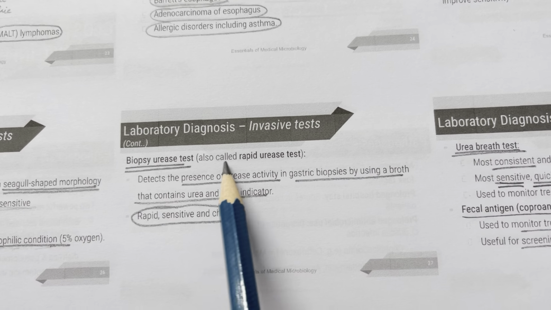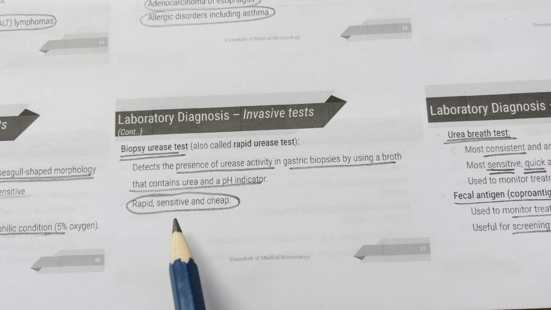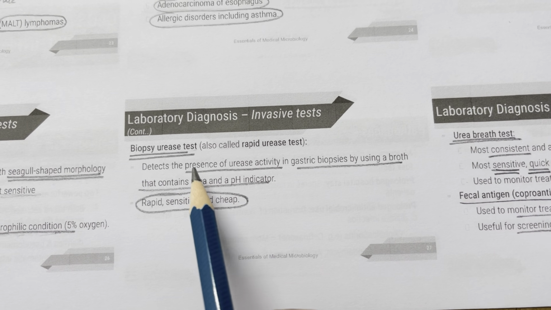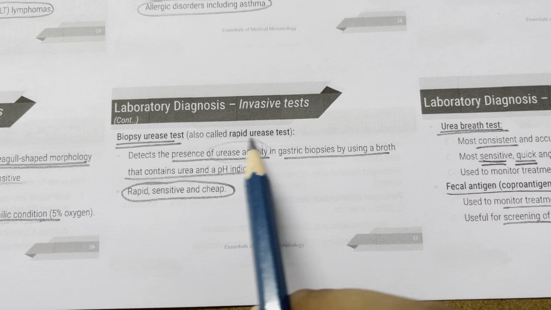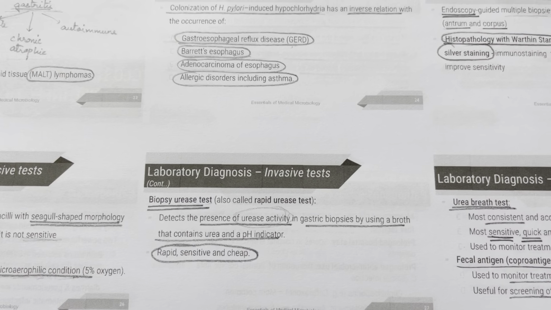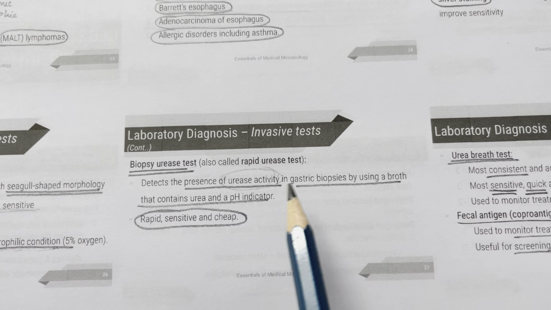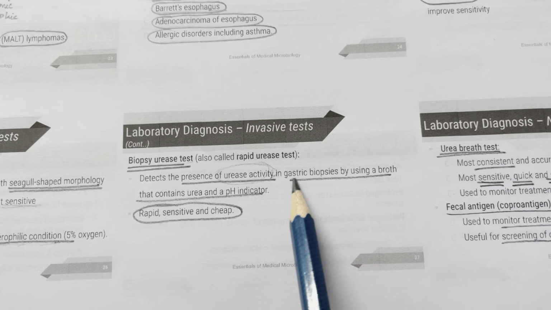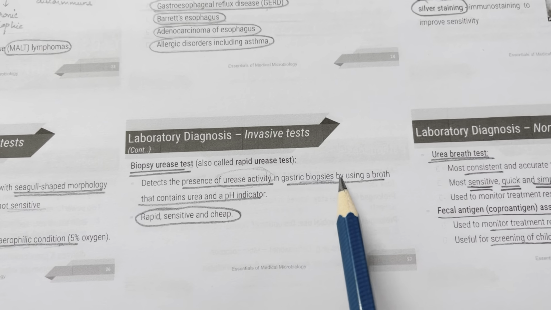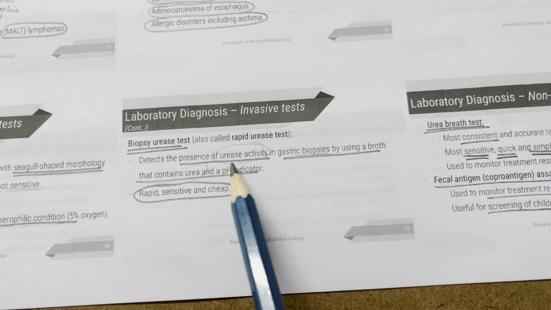Next, you can use a sensitive test called the biopsy urease test, which is a rapid and cheap test. It detects the presence of urease activity, which confers acid resistance to the bacterium. It detects the presence of urease activity in gastric biopsies, so biopsy urease test, by using a broth that contains urea and a pH indicator.